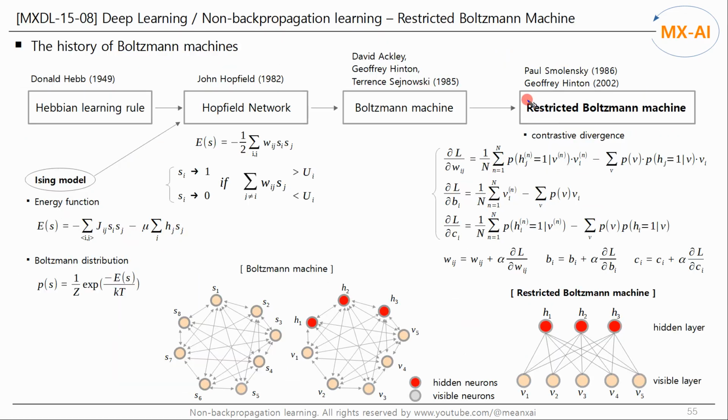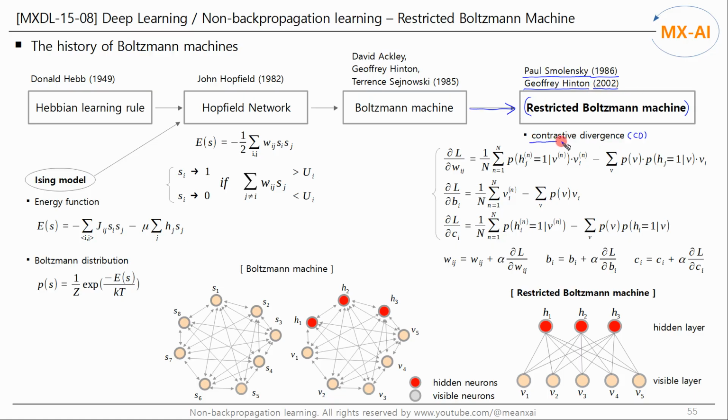As we saw in the last video, Restricted Boltzmann Machines, RBMs, are a variant of Boltzmann machines. Initially proposed under the name Harmonium by Paul Smolensky in 1986, and have been widely used since Geoffrey Hinton and collaborators applied the contrastive divergence algorithm to it in 2002.